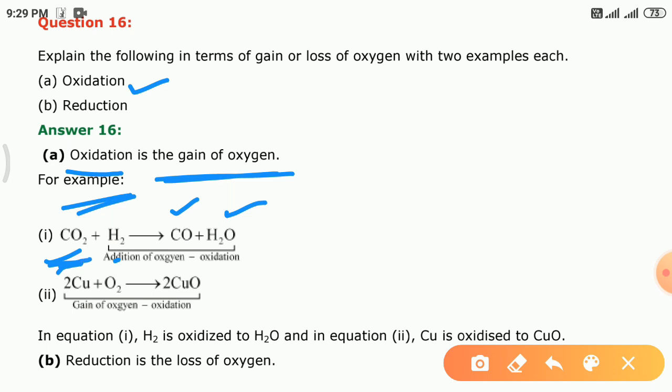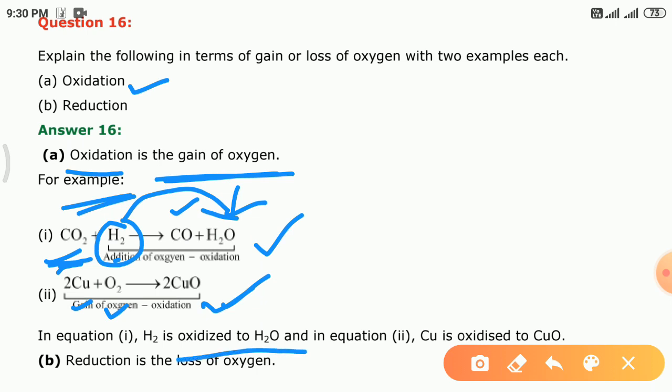Here carbon dioxide is losing oxygen and hydrogen is getting the oxygen, converting to water. That's why hydrogen is oxidized here, and there is the oxidation of hydrogen. Then another example: 2 copper plus oxygen gives 2CuO, copper oxide. Copper is gaining the oxygen, so that is an example of an oxidation reaction. In equation 1, hydrogen is oxidized to water, and in equation 2, copper is oxidized to copper oxide.